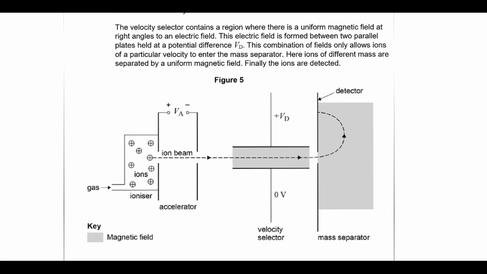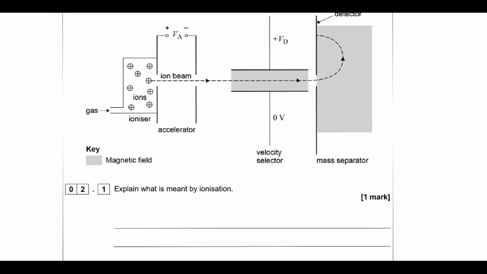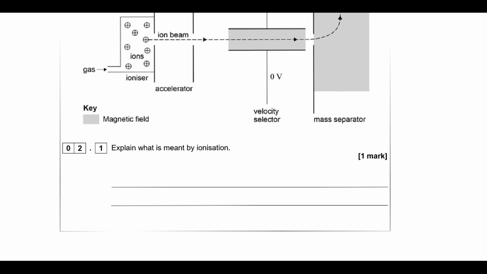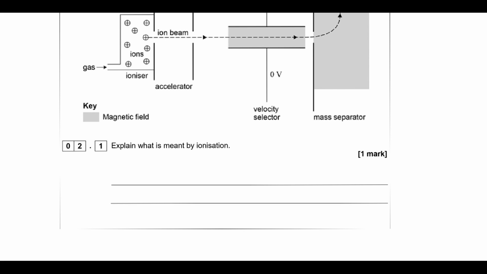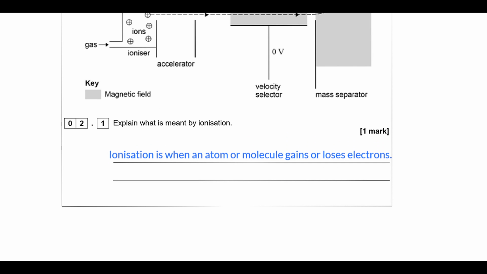Okay, so let's have a look at what it wants us to do. Explain what is meant by ionization first of all. So essentially ionization is when an atom or molecule, I suppose, gains or loses electrons. All right, so fairly straightforward there. Let's see what's next.